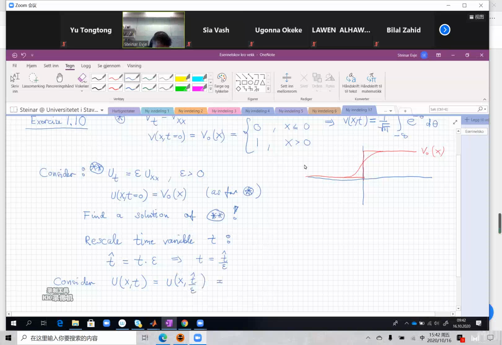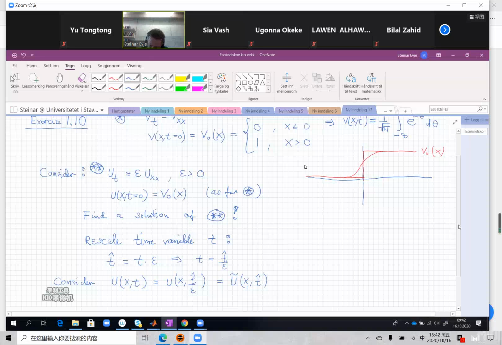But that means that we can understand this as a function of x and this new time t hat. But then we have to rename this variable u and call it u tilde, for instance. And u tilde is understood as a function of x and t hat.